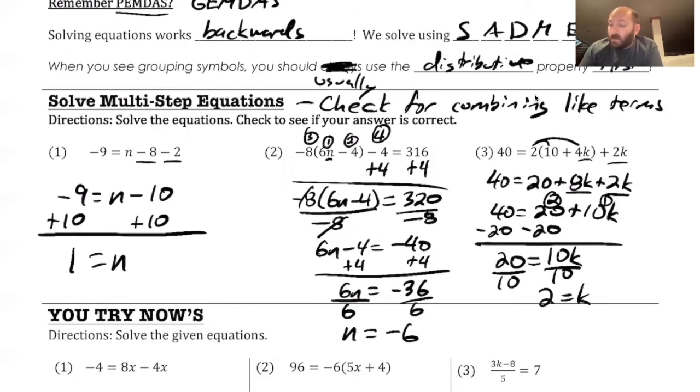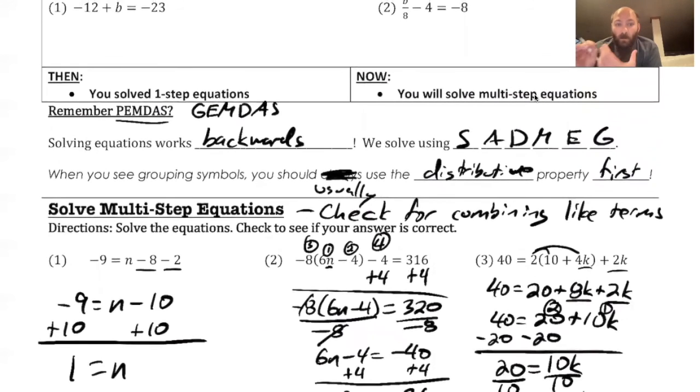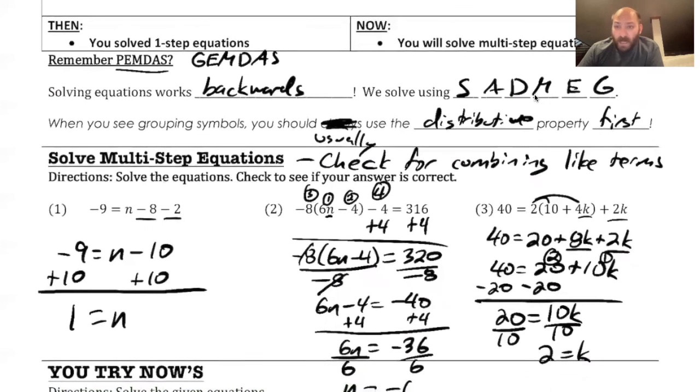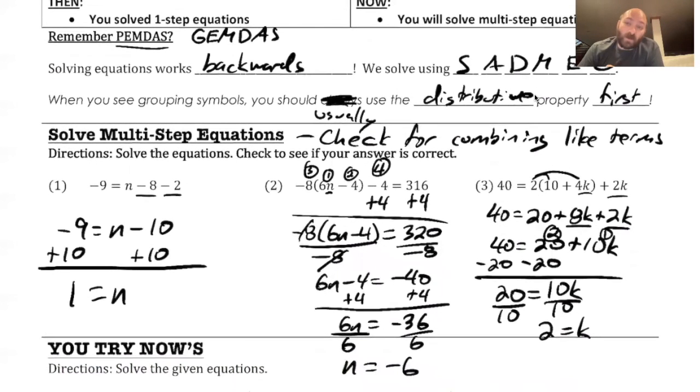Again, the big idea today is my normal order of operations, PEMDAS or GEMDAS, we undo it. We work it backwards for solving. So we do SADMEG. We want to undo subtraction and addition. Then we want to undo division and multiplication. If we see a problem in the future, we're going to undo exponents and then finish off with any kind of grouping symbols. That's how we're going to look at that for solving in the future. We won't go that far yet, but you still have multiple steps to take here.